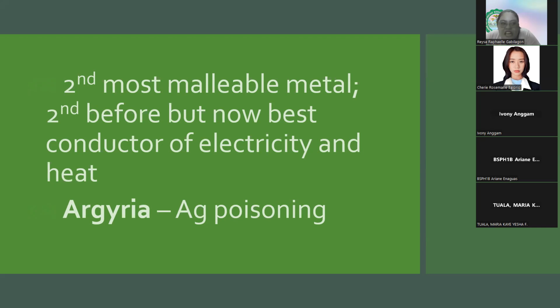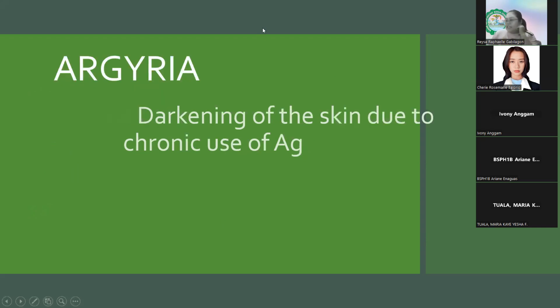Okay? Now, just like other metals, this is also poisonous, and yung poisoning of our silver is called argyria. Okay? Again, it's called argyria. If you're going to consume or if you're going to be exposed to a large amount of silver, you will experience darkening of your skin. Okay? Like chronic kang gumagamit ng silver, magda-darken yung skin mo, and yung tawag sa condition na yan is argyria.